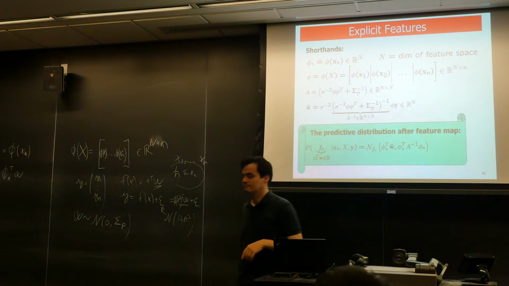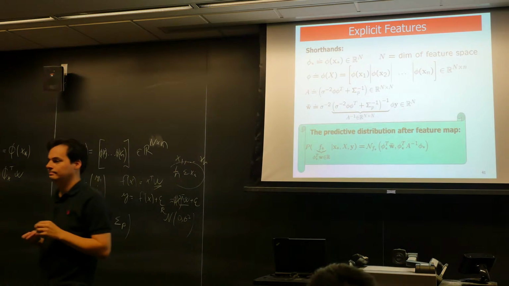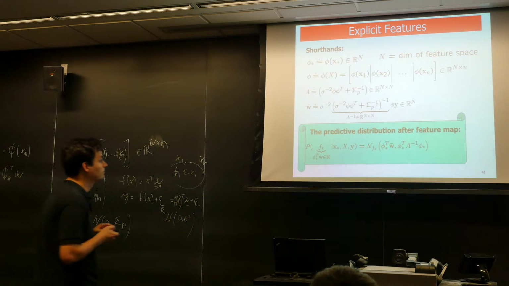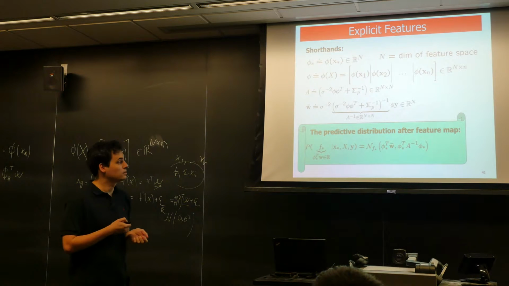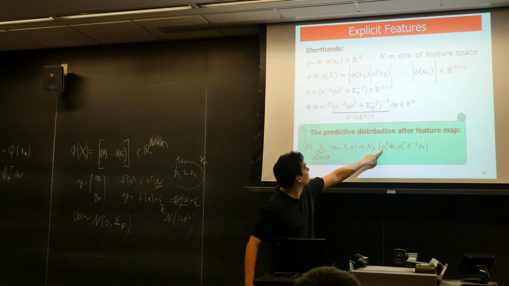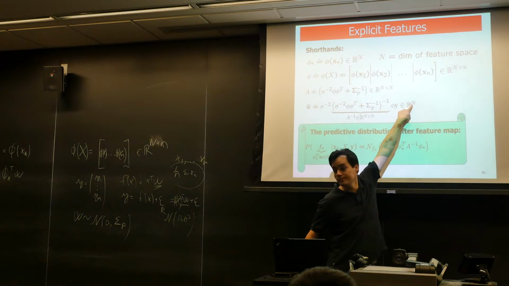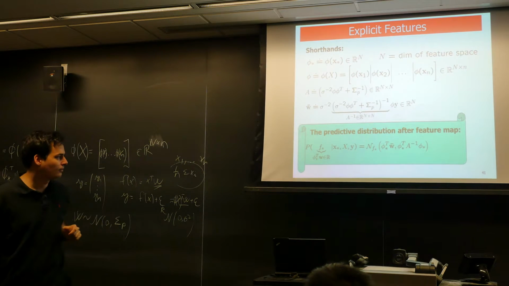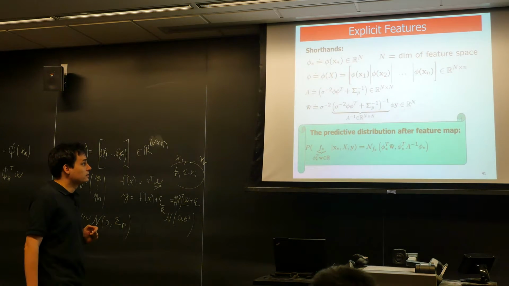So if the feature map is going to an infinite dimensional space, then W is also, and phi star transpose W means the inner product in that big Hilbert space, right? Yes. So the dimension of W is also capital M.